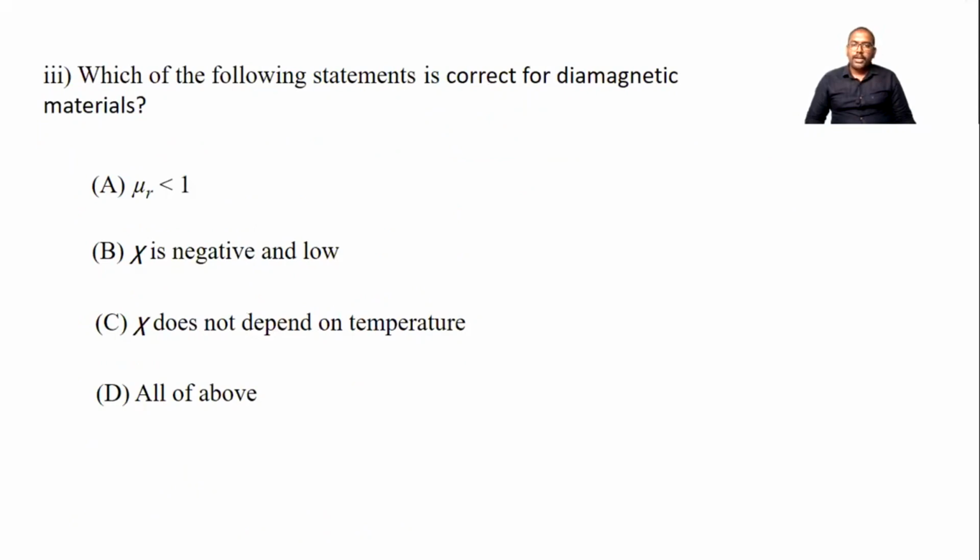Which of the following statements is correct for a diamagnet? We are talking about diamagnetic material. For diamagnetic material, relative permeability is less than 1, it is right. Susceptibility is negative and low, this is also right. Susceptibility does not depend on the temperature, so this is also right. So all of the above, this is the correct option for this question.